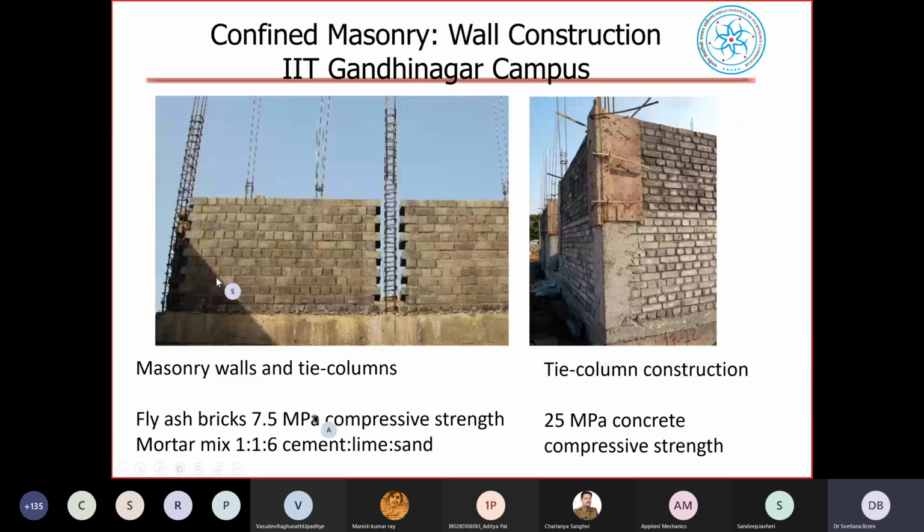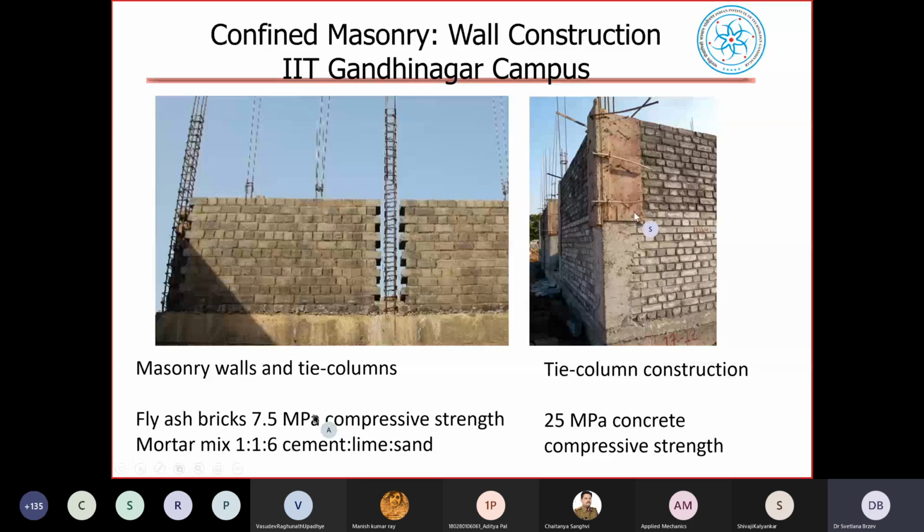In this campus, instead of clay bricks, fly ash bricks were used because of inadequate strength or quality of locally available bricks. The masonry walls were built using the specified strength of 7.5 megapascals, or 75 kilograms per centimeter square, and the mortar mix was 1:6 cement-lime-sand, if you're interested. And then these are confining elements, tie columns, so you can see that it was confined masonry construction. And you can see an example of formwork.